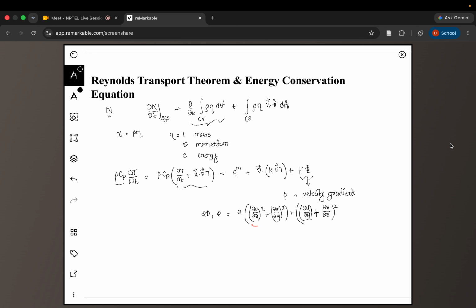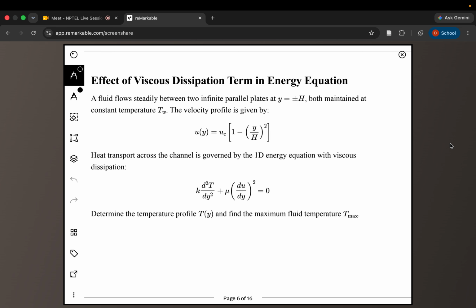But for most of the cases that we will be encountering in this course, these terms are actually very small and can be neglected when compared to other terms. Just to illustrate that, I have one more problem. This is again to show when this term is significant or not.